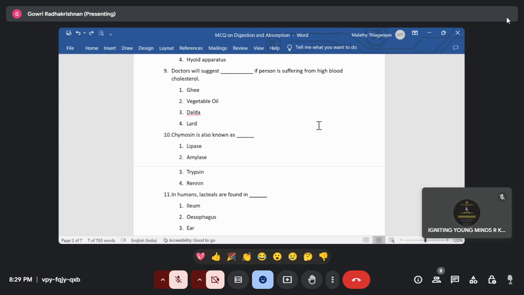So if you see this, the ghee, dalda and lard, they all sound similar. It's some animal product, isn't it? So they have a lot of saturated fat in them. So do you think it's good for high blood cholesterol? Any idea? Saturated or unsaturated?